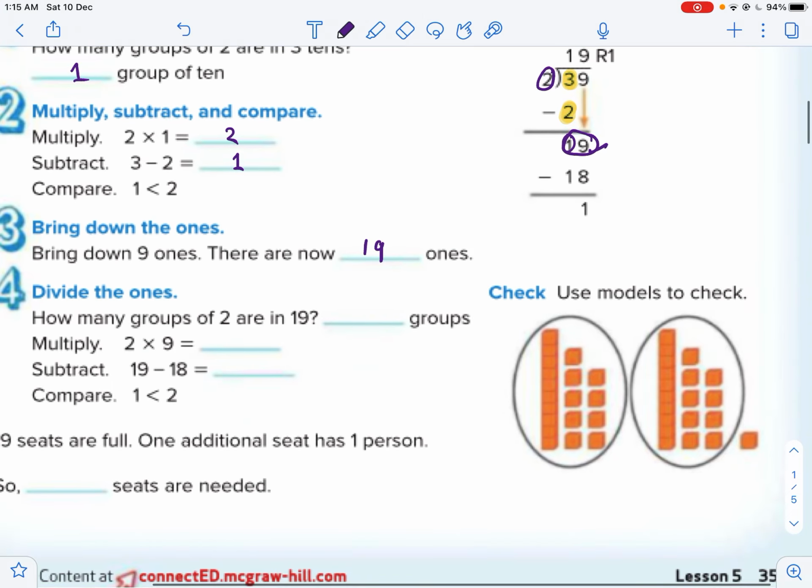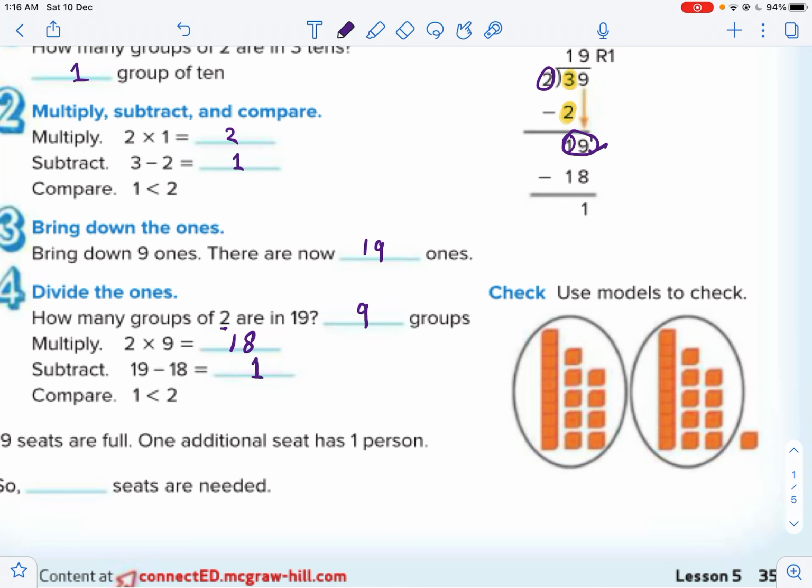Then how many groups of 2 are in 19? We will remember the times table of that. It is 9 groups, because I can't say there's 10 groups, since that would be 20. Now 2 times 9 is 18, and 19 minus 18 is just 1.